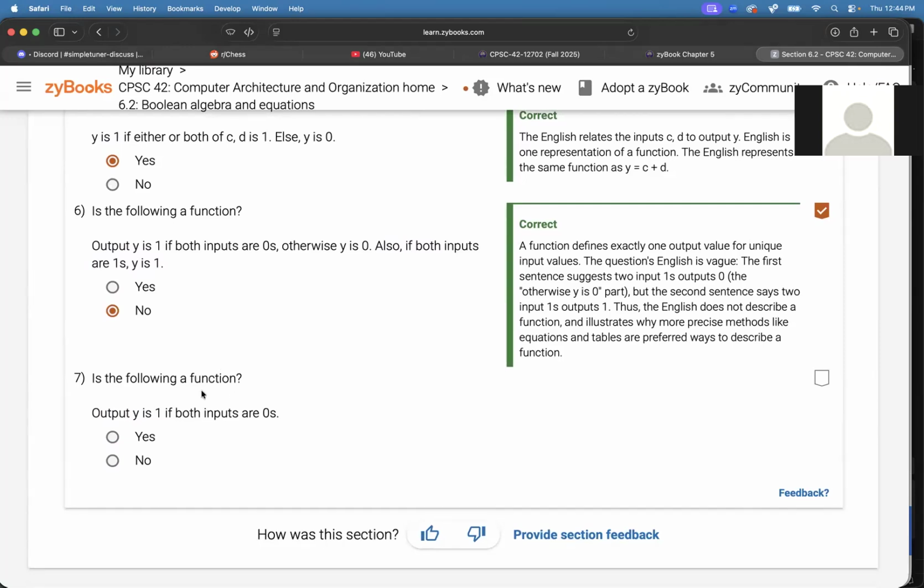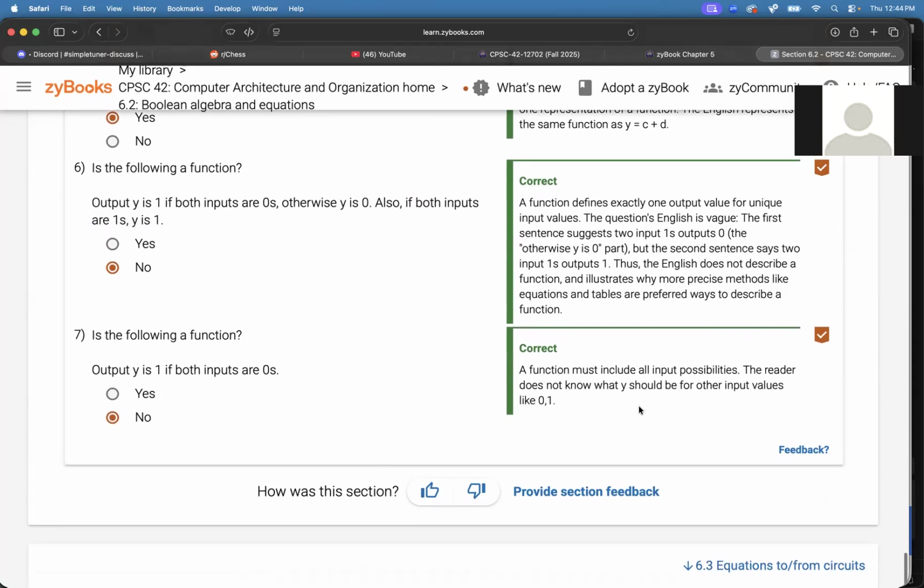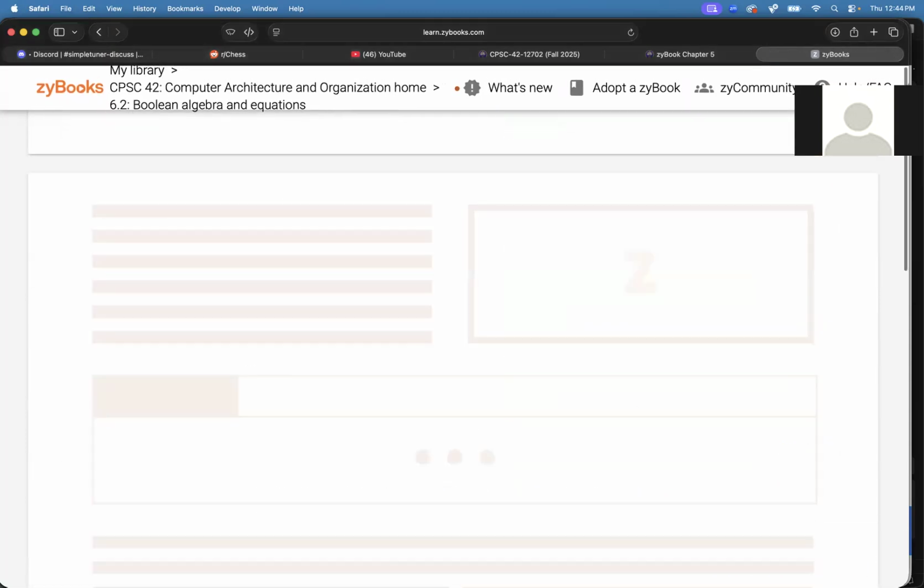Is the following a function? Output y is 1 if both inputs are zeros. No, it's not a function because they didn't tell you what happens in the other cases, right? It has to be complete. So as you can see here, cool.